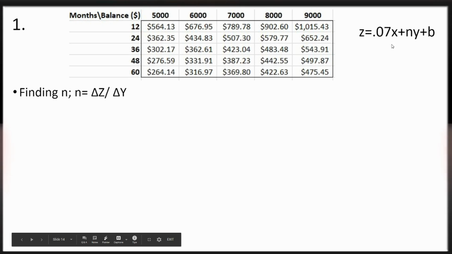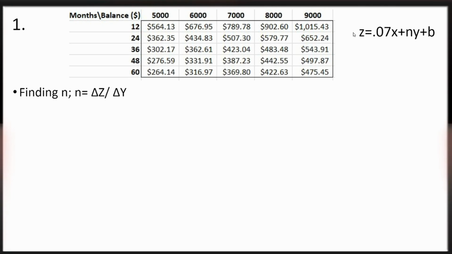You'll see that pop up right here, and this should change throughout the PowerPoint, so keep an eye on it just to keep track of where you are. So next we're going to be finding our n value. Our n is going to equal the change in z over the change in y.